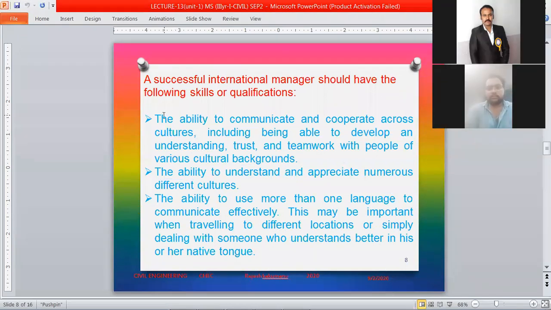Next, a successful international manager should have some skills and qualifications. So whenever you have studied MBA in big IIM colleges, what are the skills and qualifications you require? So after your B.Tech, if you want to study MBA, you should not study in normal colleges. You have to write a CAT exam.